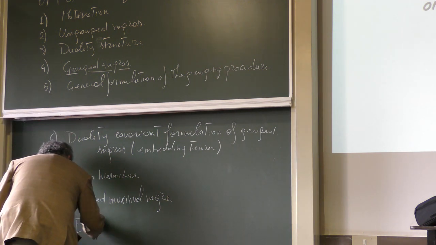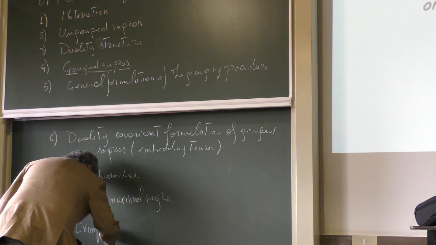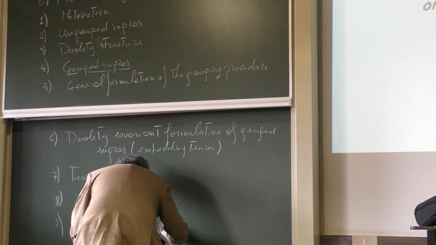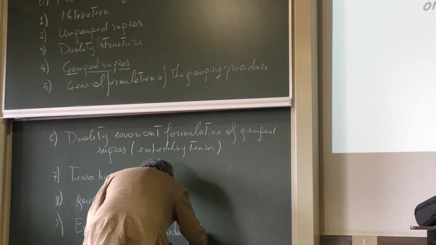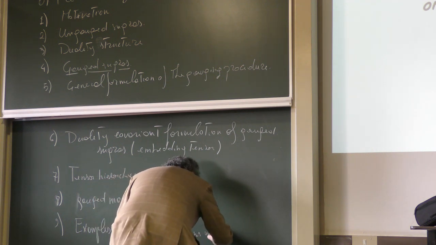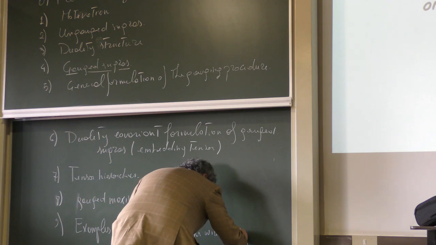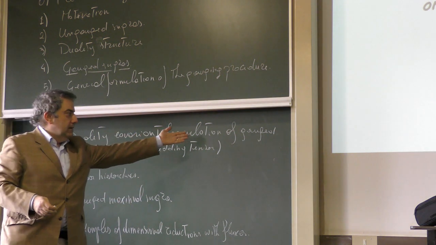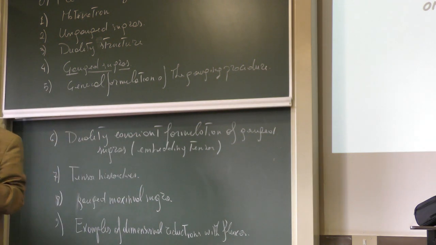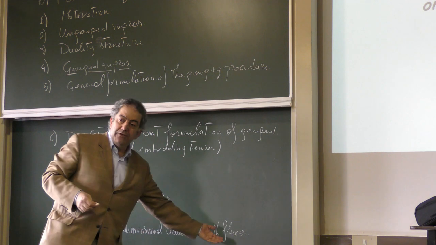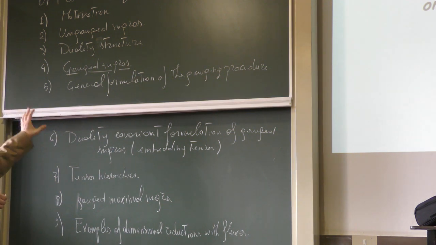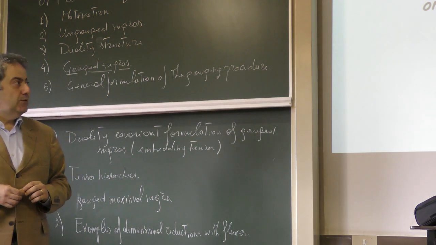So, examples of dimensional reductions with fluxes. Here we will see how gaugings, that is the existence of an internal local symmetry, follow from dimensional reduction in the presence of fluxes. So this is roughly speaking the outline of the course.